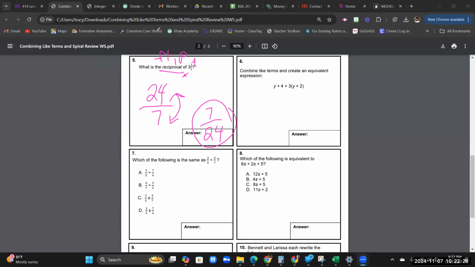All right, combine like terms and create equivalent expression. Before we can do that, we need to do the distributive property. 3 times y will give us 3y. 3 times 2 will give us a +6. And we still have our 4 in the beginning and our y.